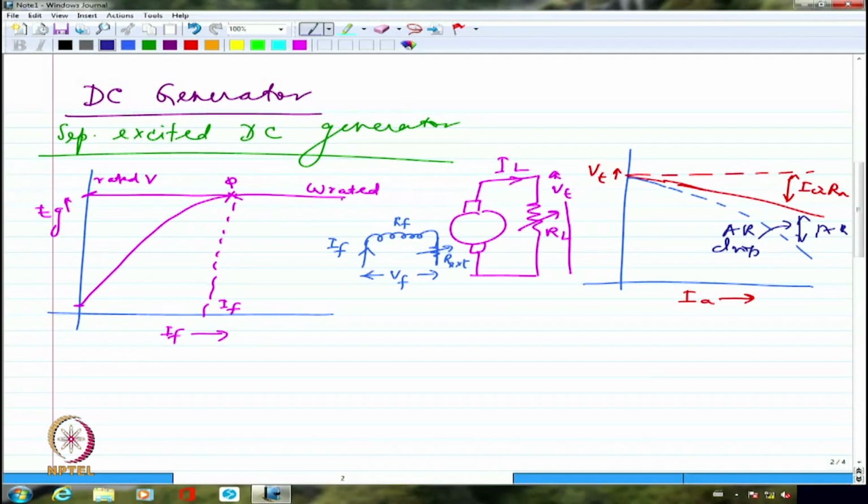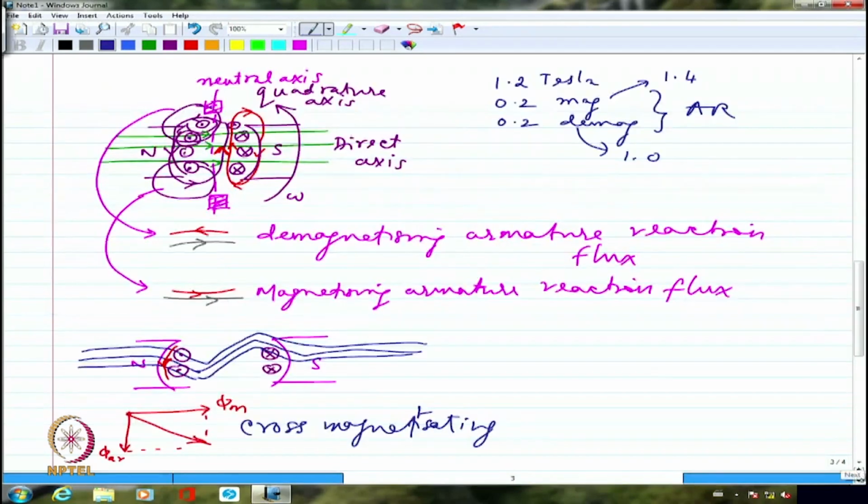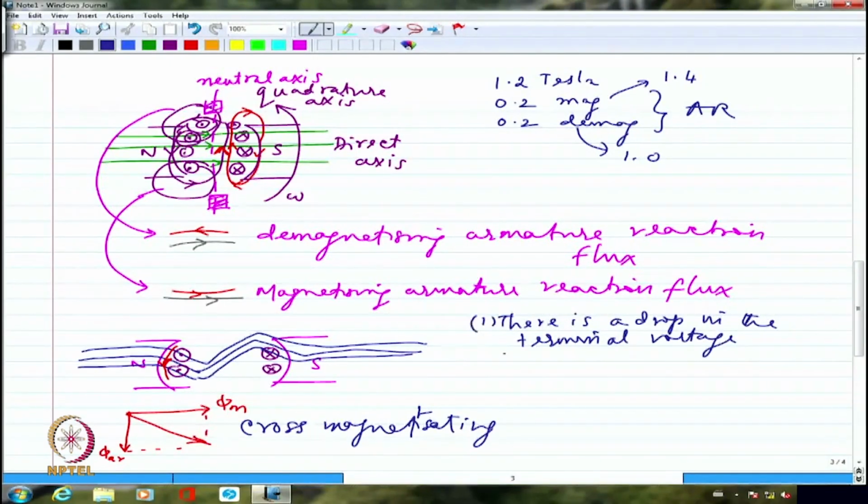So this essentially is not considered when I am talking only about the armature resistance drop. Armature resistance drop is linear, whereas armature reaction drop is non-linear. It will not be linear because of the saturation effect. So what is manifested is a drop in the voltage, in the terminal voltage. These are the effects of armature reaction.